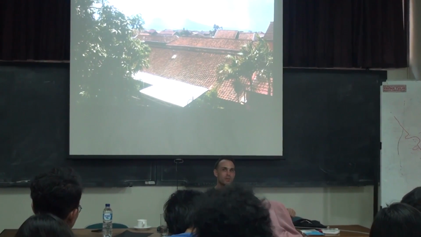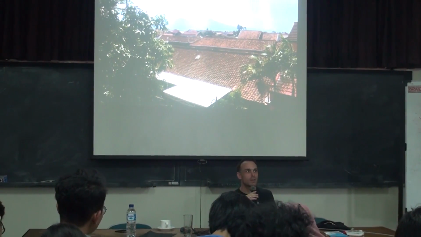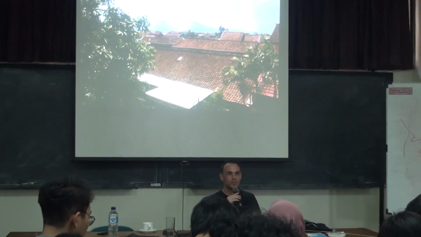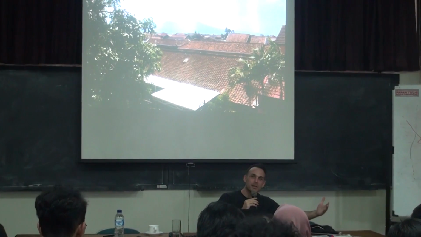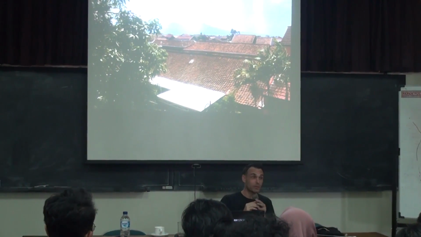So, as you have this book Learning from Las Vegas, maybe you should make a book Learning from Bandung or Learning from Jakarta, because you have this modernist office building, and the ground floor is the restaurant, and what do?